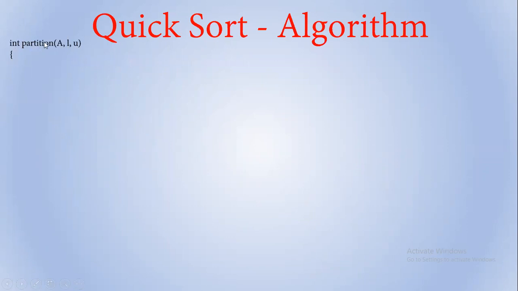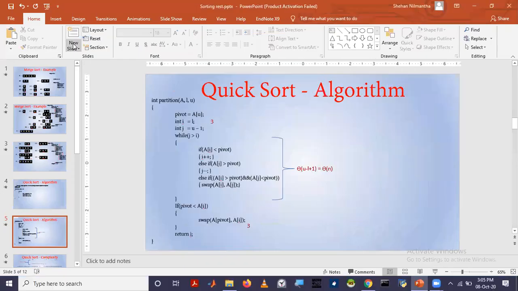This is the name of the partition function, and these are the arguments. The same arguments as quicksort are there in the partition function. We'll see what this does. In here, first it will declare an integer known as pivot. I'll declare it as an integer.